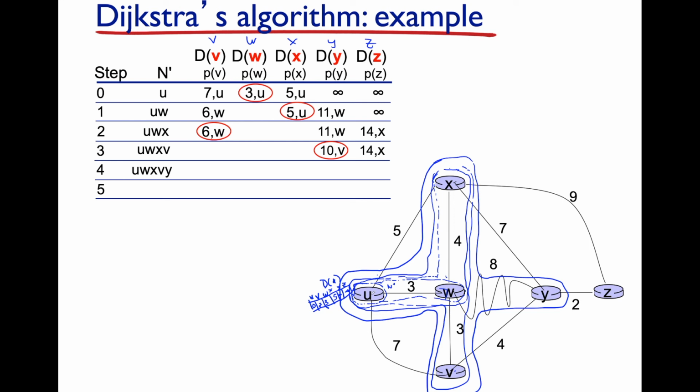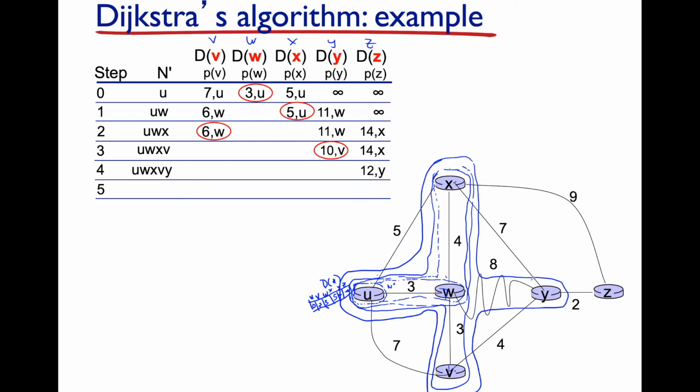So let's see, how do we go indirectly through Y? Well, to get to Y from U, that's at a cost of 10 using predecessor V. So that's going from U to W to V to Y, that's 3, 6, 10. The cost 10 to get from U to Y, and then another 2 to get to Z for a total of 12. 12 is cheaper than 14, so we're going to make that update.